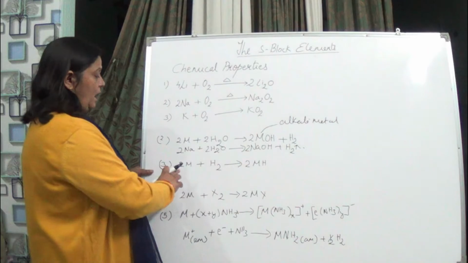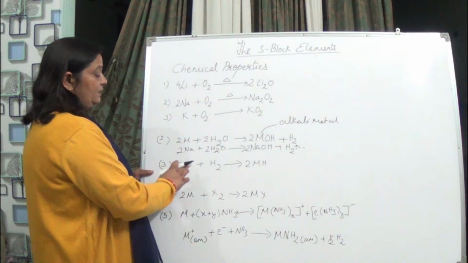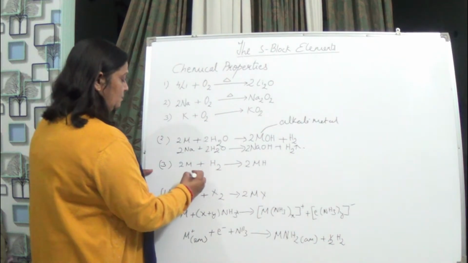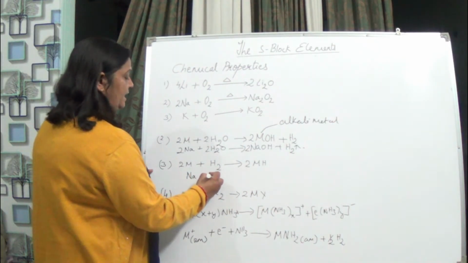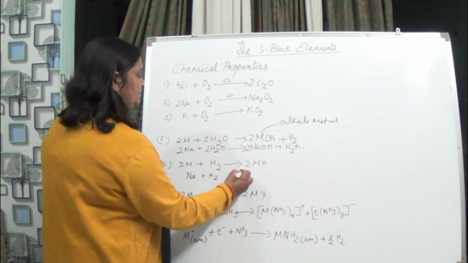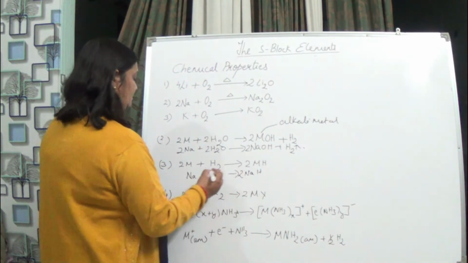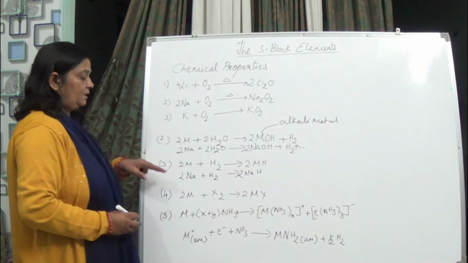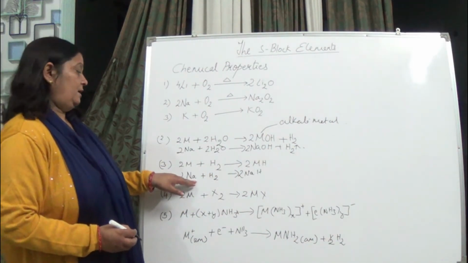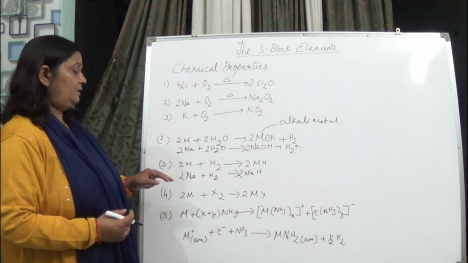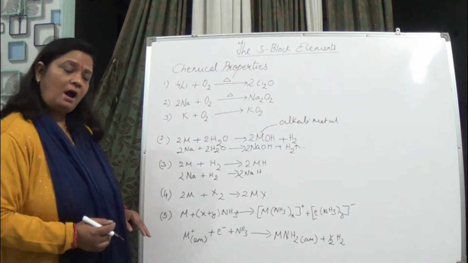Now coming to the next, when they react with hydrogen, take a specific example. Na plus H2 gives NaH. Balance it. So here we are seeing that these alkali metals form hydrides when they react with hydrogen.